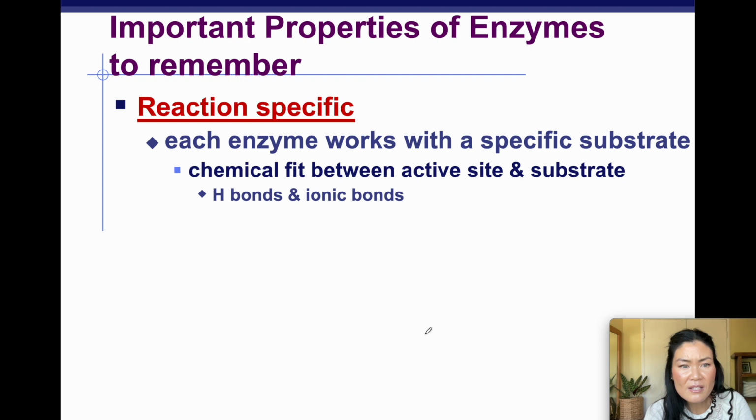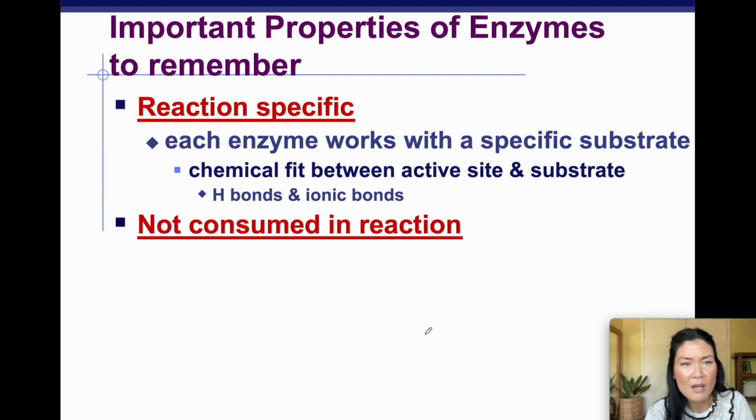When the enzyme and the substrate fit together, they form a temporary association where they stay together because of hydrogen bonds and ionic bonds happening between the enzyme and the substrate. Another thing to know about enzymes is they're not consumed in the reaction. What does that mean? They actually can be used over and over again. So enzymes are not a one use and throw away type of protein. You can actually use it thousands of times.